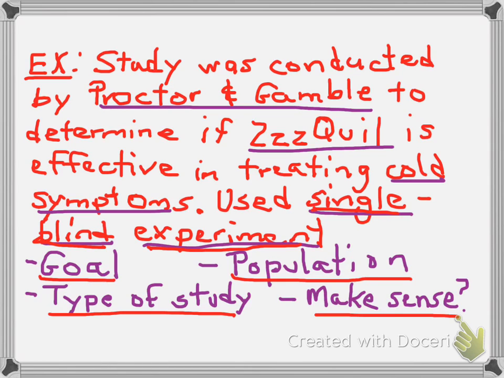Well, in reality, since Procter & Gamble is the one that actually conducted the study, we should not have used a single-blind experiment, but perhaps a double-blind experiment would have been the better choice, so that Procter & Gamble doesn't know who receives the ZzzQuil and who receives the placebo.